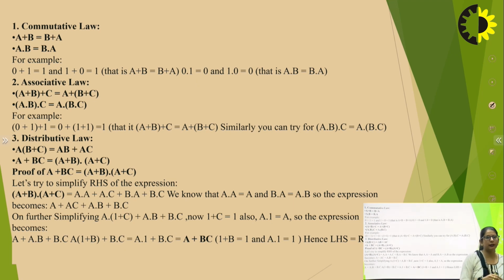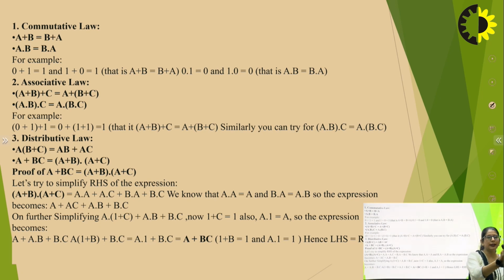Below is given the proof of this distribution. We have the right hand side A plus B dot A plus C. If we open this expression, A gets multiplied with A and with C. Similarly, B gets multiplied with A and C, giving B dot A plus B dot C. And we know whenever a variable is multiplied with itself, A dot A will always be A. So by substituting it, we get A plus AC plus BA plus BC.